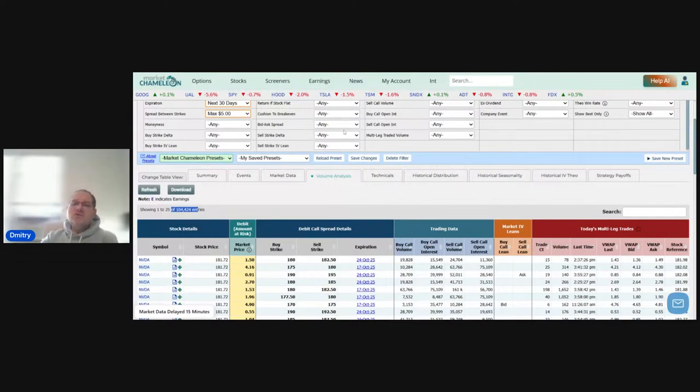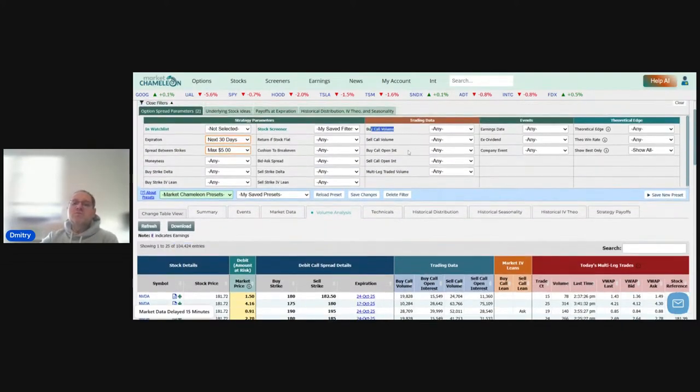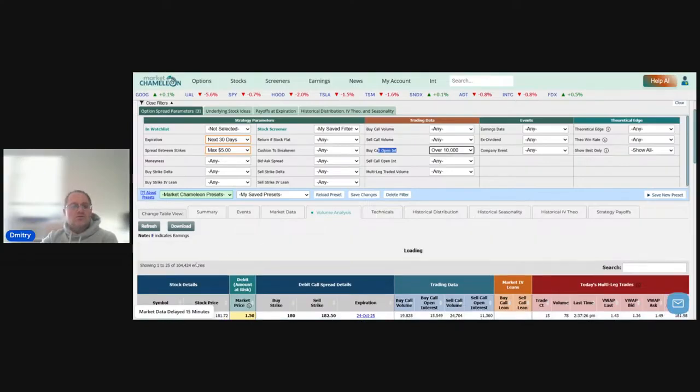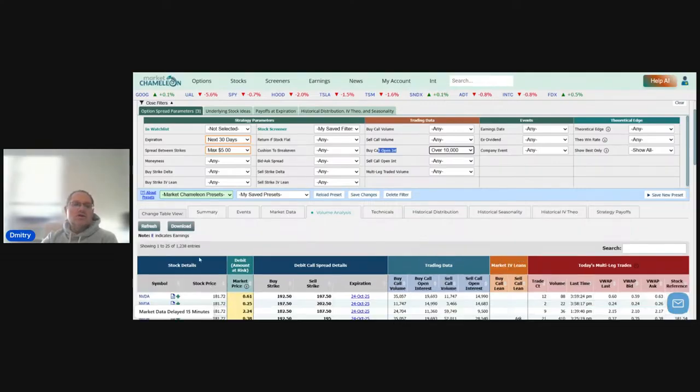Okay. So to do that, let's just set minimum open interest. Let's do over 10,000, on the buy strike. So if we do that, you'll see right now we have 104,000 different spreads. This should narrow down. So now we only have 1,200. So you could see how quickly that goes down. That's just on one option alone. If we require 10,000 open interest contracts, that went significantly down, from 104,000 to 1,200.